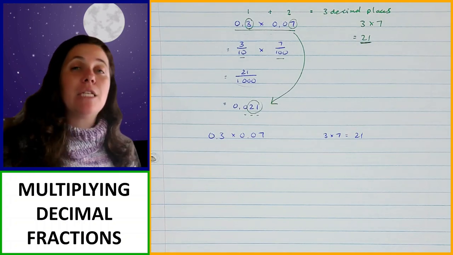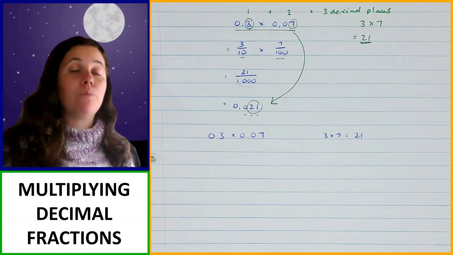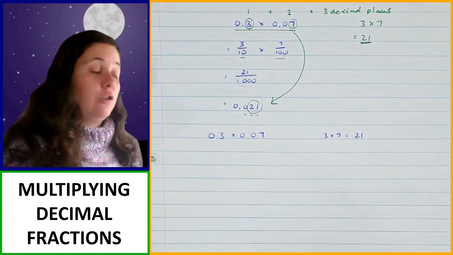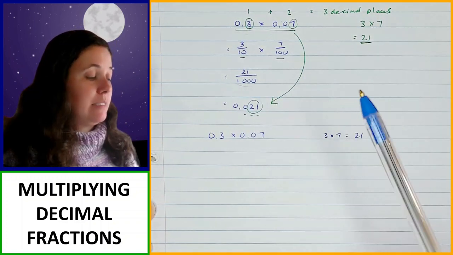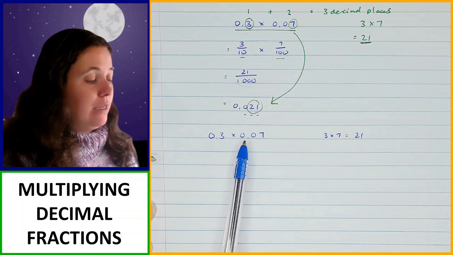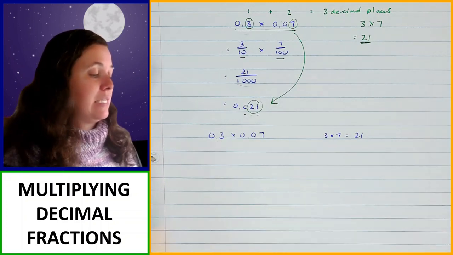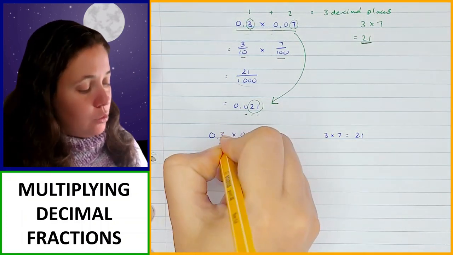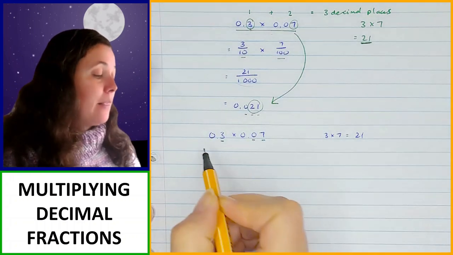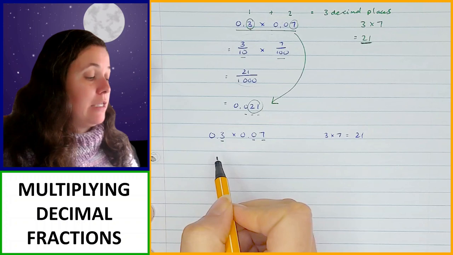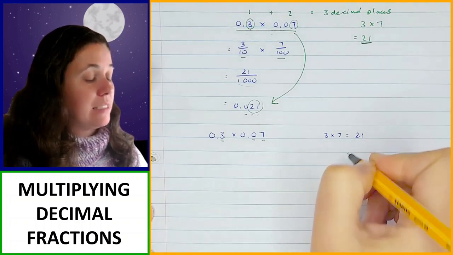Okay, but now I need to know where it must be in the number, what positions, what place values the 2 and the 1 are going to have. So now I need to figure out how many decimal places there are. So I look at 0.3 and 0.07 and I count how many decimal places there are altogether. There's 1, 2, 3 decimal places in the two numbers that are being multiplied together. So I must have 3 decimal places in my product.